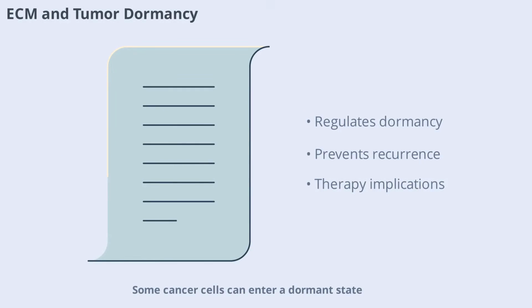Some cancer cells can enter a dormant state, remaining inactive for long periods before reactivating. The ECM can influence dormancy by providing signals that keep cells in a quiescent state. Understanding how the ECM regulates dormancy could help prevent cancer recurrence after treatment.